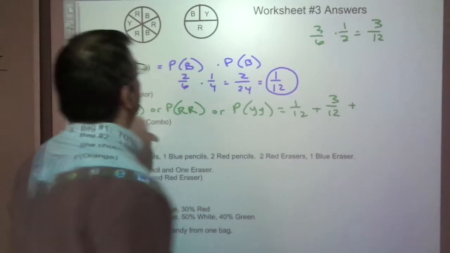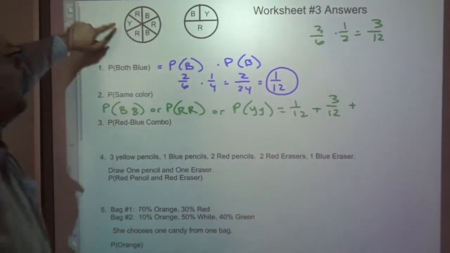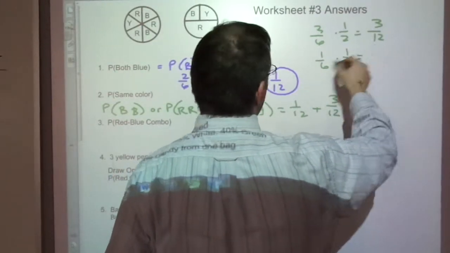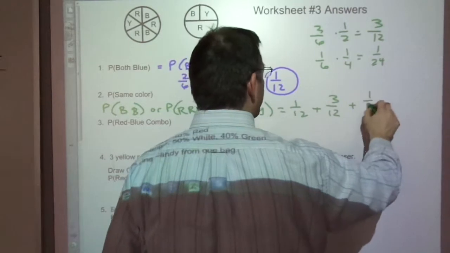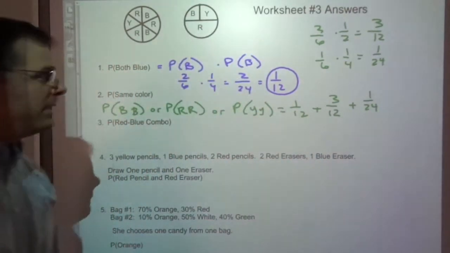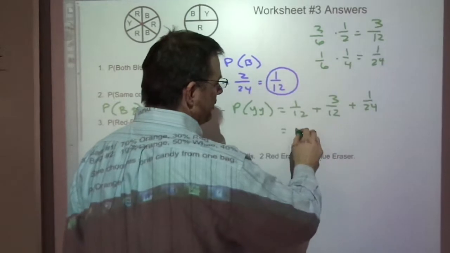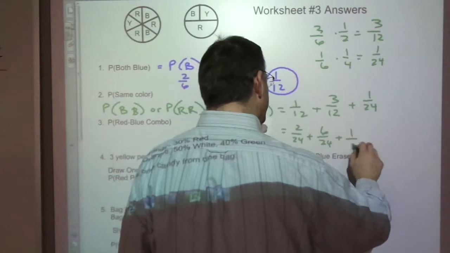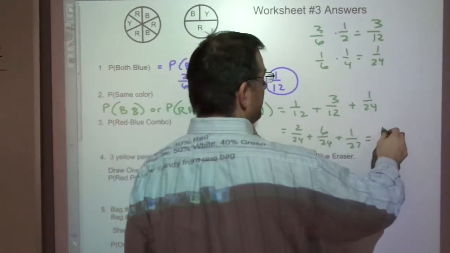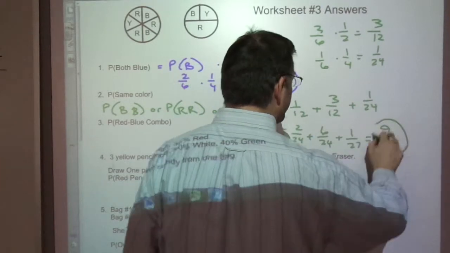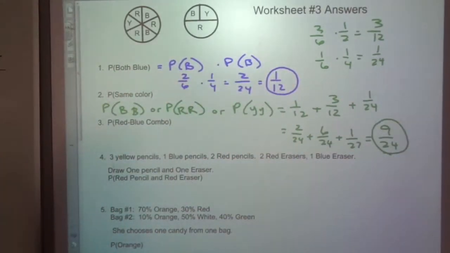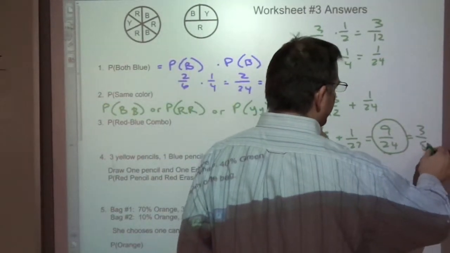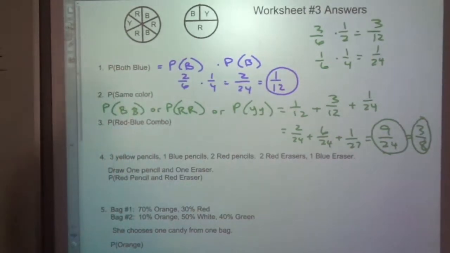So we have 3/12 for red. And for yellow, the first one is 1/6, and the second one is 1/4. So multiplying, that's 1/24. Now we're going to need common denominators to add these together. If we make them all 24ths, it's 2/24 and 6/24 and 1/24. That makes a total of 9/24 that they have all the same color. We could reduce that to 3/8 also, by dividing by 3 and 3. This is probably the best answer, 3/8.